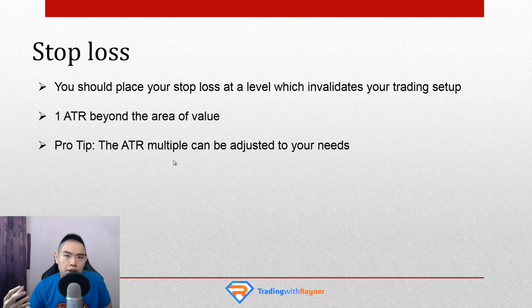So you can accommodate your risk management. And of course, the smaller your stop loss is, the larger the position size you can afford to put on. But the downside is that you might get stopped out prematurely. So you can decide what ATR multiple suits you best. For me, personally, I simply go with 1 ATR beyond the area of value. So that's pretty much it for stop loss. Now let's move on and talk about your exits, if the market moves in your favor.